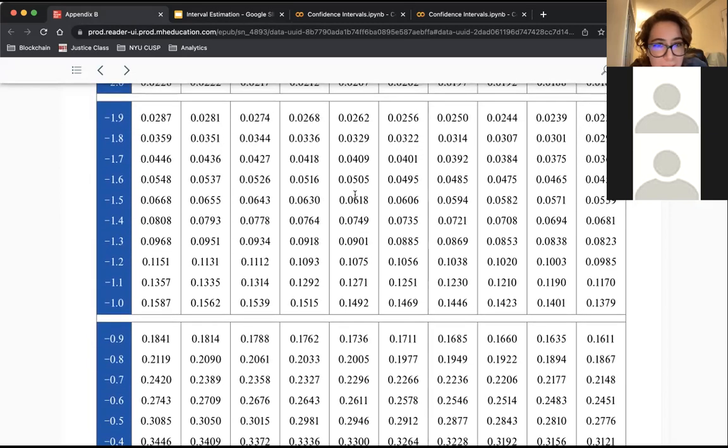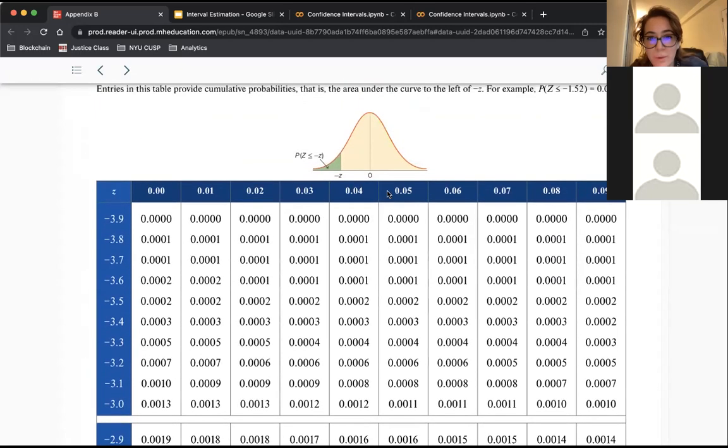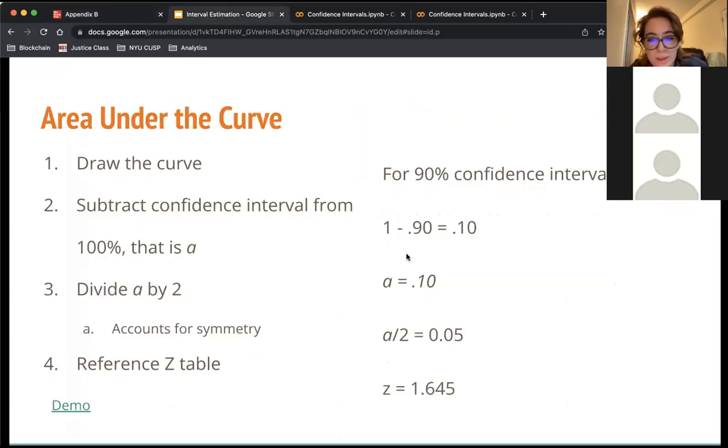1.6. And I guess it's right in the middle of these two. It didn't have the exact one. So I think you're correct in looking at this one. Because they don't have exactly 0.05, it's between these two. And that's why they did 1.645 to accommodate for that. So a good eye for sure.